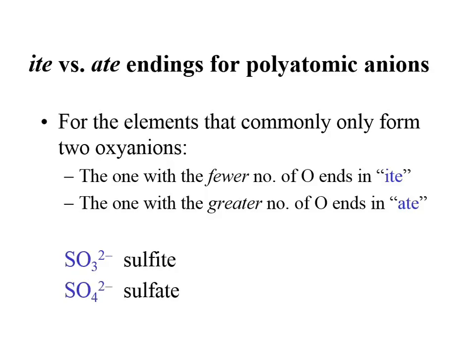So I've got some examples here. We have 2 sulfur polyatomic oxyanions. So sulfur combines with oxygen in 2 different scenarios. We have SO3 2 minus, and SO4 2 minus. The one that has more oxygen, SO4 2 minus, ends in ate. It ate more oxygen. Okay?